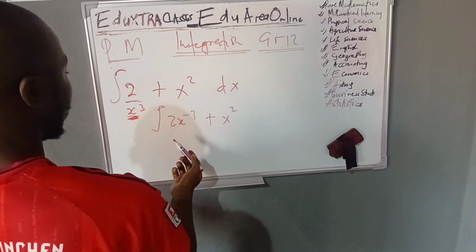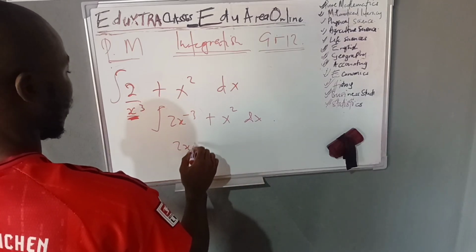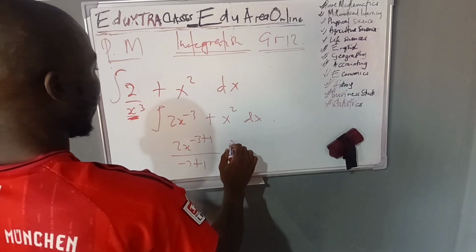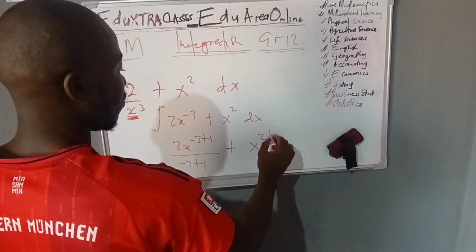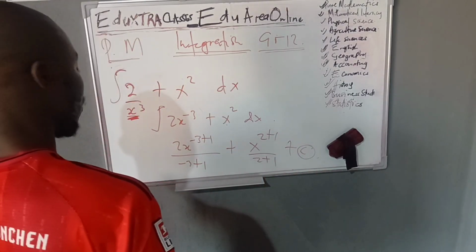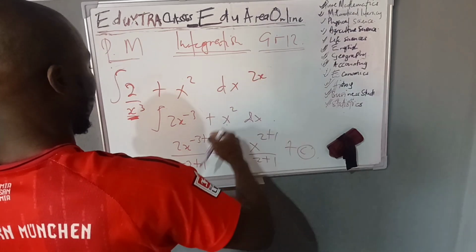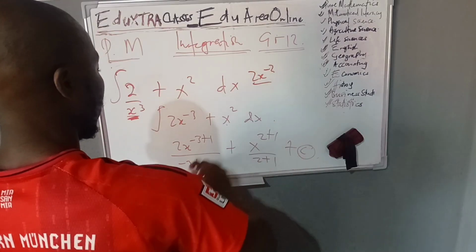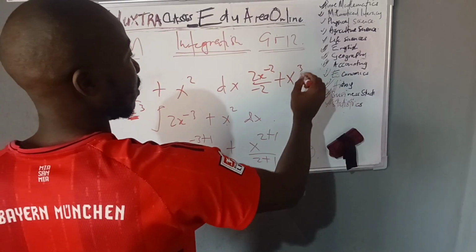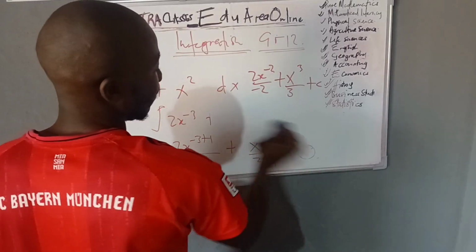From this stage we can now say dx, don't forget dx, then we can say 2x to the power minus 3 plus 1 over minus 3 plus 1, plus x to the power 2 plus 1 over 2 plus 1, plus c. Don't forget to put the constant. So this becomes 2x to the power minus 2 over minus 2, plus x to the power 3 over 3, plus c, the constant.